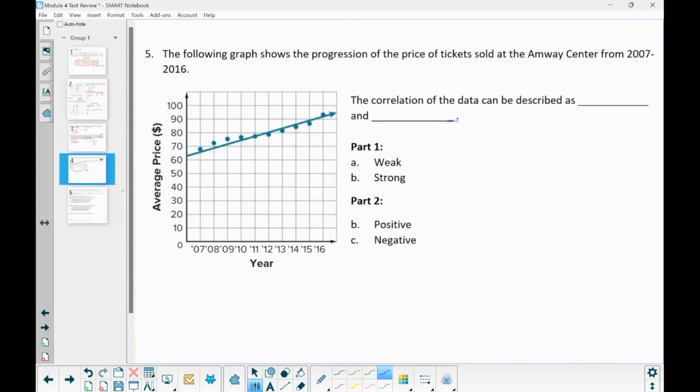All right, number 5. Which of the following graphs shows the progression of the price of tickets sold at the Amway Center from 2007 to 2016? So the correlation, well, we know our dots are all close together. So when they're close together, they have a strong relationship. And if we put our little person on the mountain and he's going from left to right, he's going to be going up the mountain. So it's positive. And that's it for that one.